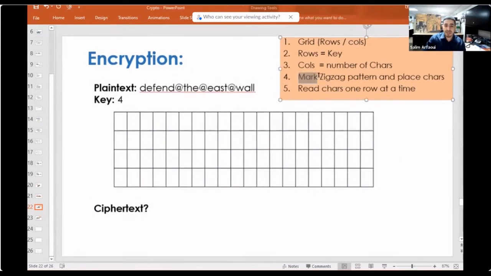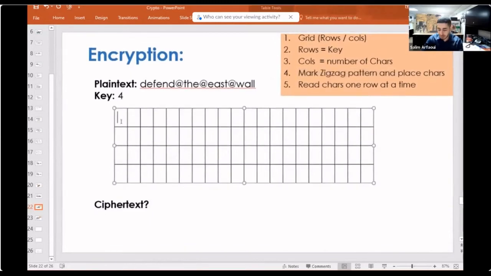So let's see what this is going to turn into. The next step is to mark a zigzag pattern. So the zigzag pattern is like this, and you're going to mark it. Later on, we're going to place our characters based on that. So you're going to mark the zigzag pattern in your grid like this. This is one more. So this is the zigzag pattern here, and we're going to place these characters following that pattern.